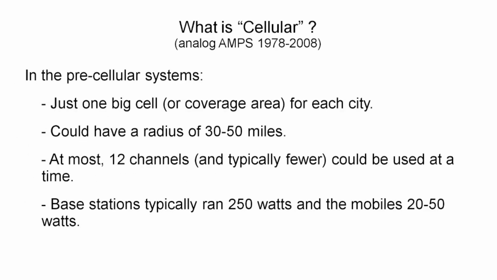In the pre-cellular systems, there was just one big cell for each city. That was the big coverage area. They could have a radius of 30 to 50 miles. And at most, you could have 12 channels, and typically fewer could be used at a time. The base station typically ran 250 watts, and the mobiles 20 to 50 watts.